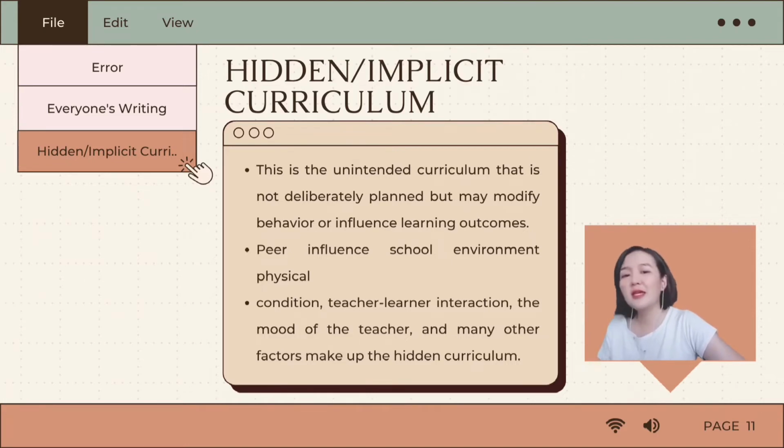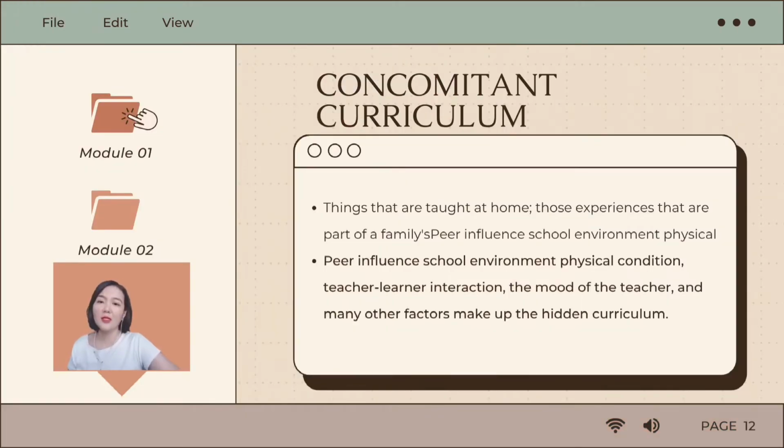So the hidden curriculum may include both positive or negative messages depending on the models provided and the perspectives of the teacher or the observer. Now let's move on to the next type of curriculum, and that is the concomitant curriculum. Concomitant curriculum, this is what is taught or emphasized at home, or those experiences that are part of a family's experiences or related experiences that are sanctioned by the family.